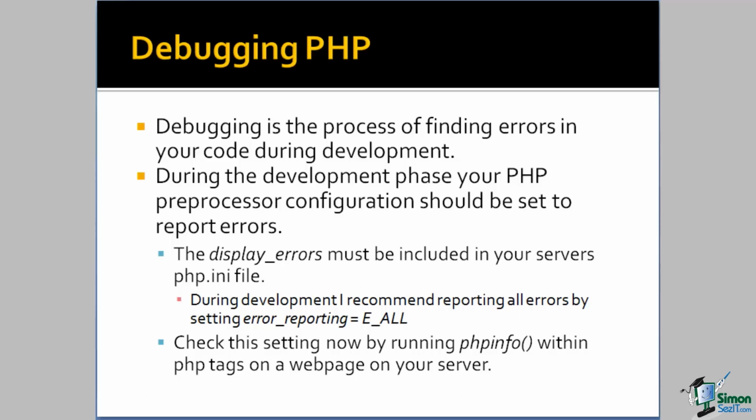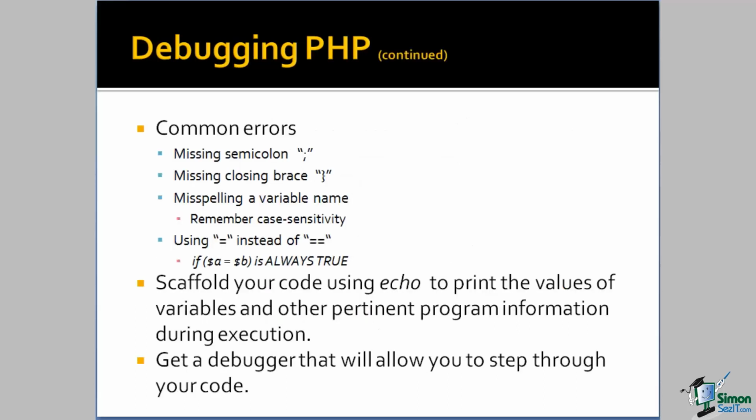You should never turn on the display errors, error reporting all on a production server. I think that should go without saying, but just in case, let me make that clear. That should never be the case on a production server. So some of the common errors that we're going to see in our PHP code is a missing semicolon, or a missing closing brace on a code block, or a misspelled variable name.